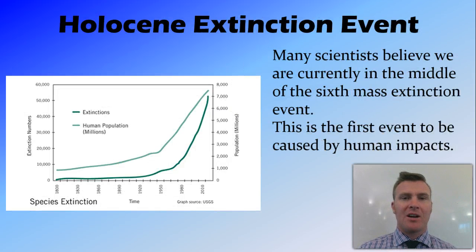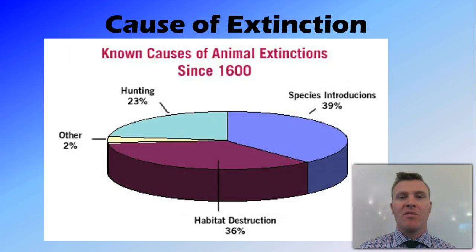So many scientists believe we're currently in the middle of an extinction event, and there have been a lot of species that have gone extinct in the last 10,000 years. And this is the first extinction event that humans are responsible for. The reason it's only the first event that we're responsible for is it's the only event that we're actually here for. So we've only been around for a short period of time, and we're killing lots of things. Some of the ways that we're causing this extinction is through the destruction of habitat, the introduction of species, and directly through hunting.